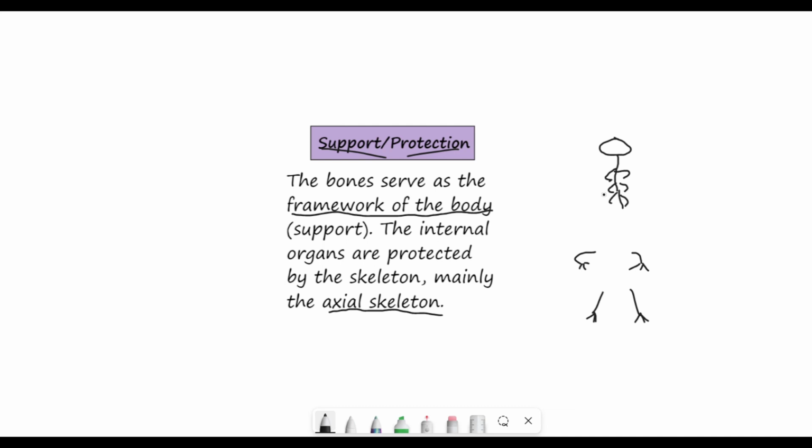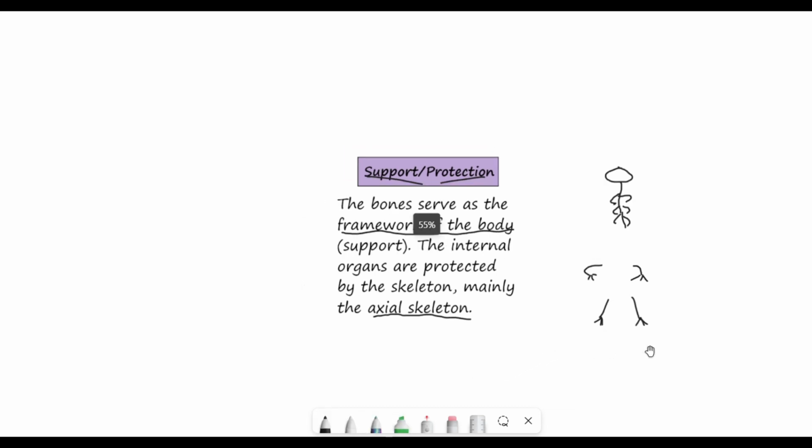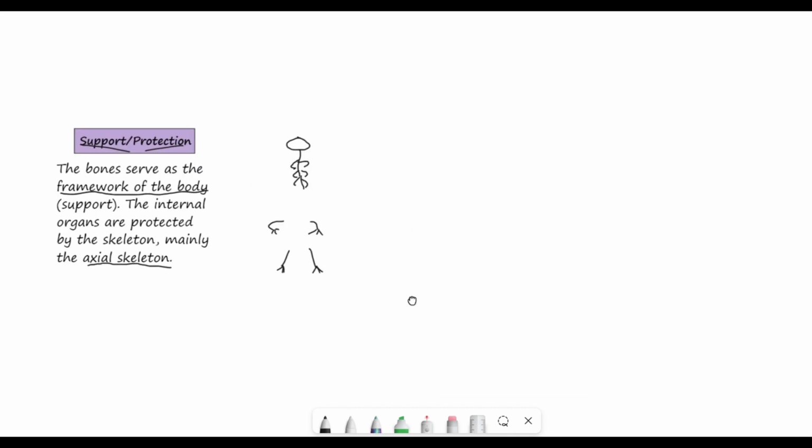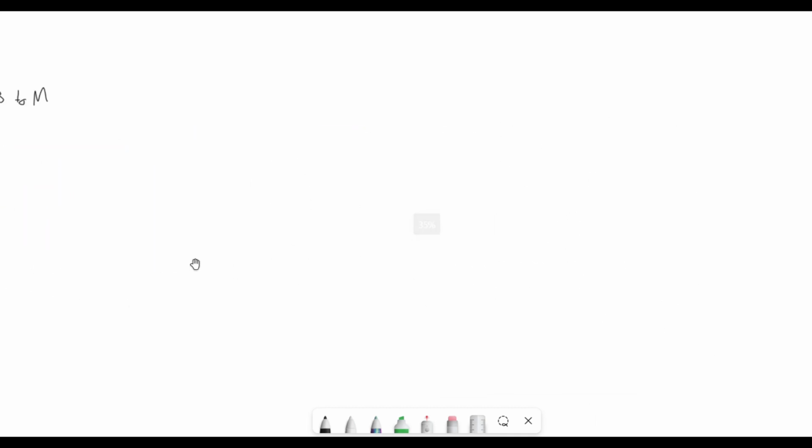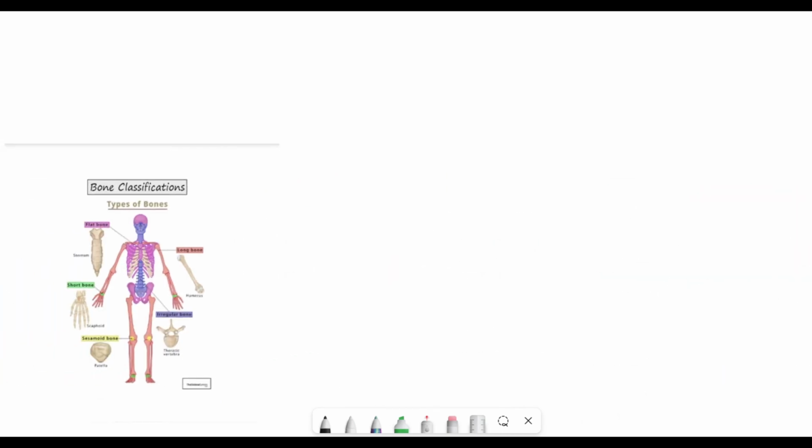Your rib cage protects your lungs, your heart, stuff like that. So that's another pretty important function for bones. I think that was it. So your next one is going to be bone classifications, I believe.